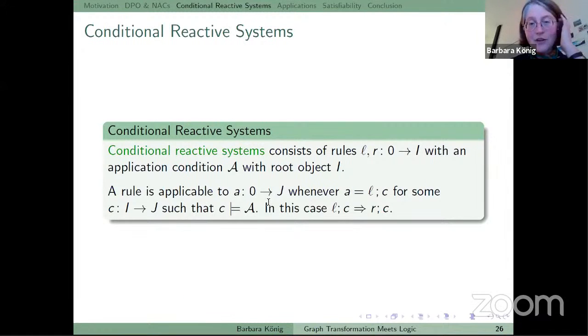Okay, sorry, I was talking about this conditional reactive system. You have rules as before, and now every rule is equipped with an application condition with root object I that sits on the interface. A rule is applicable to an arrow if you can compose this arrow with the left-hand side and a context. The context must satisfy the condition. Then the left-hand side composed with the context rewrites to the right-hand side composed with the context.